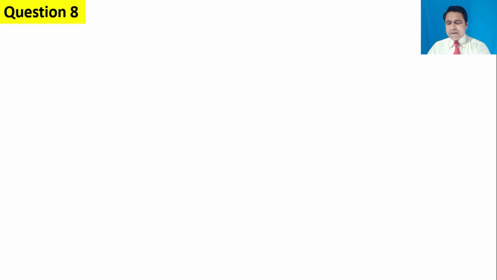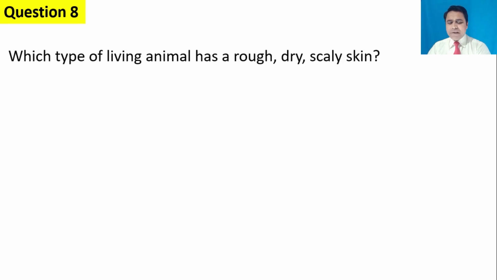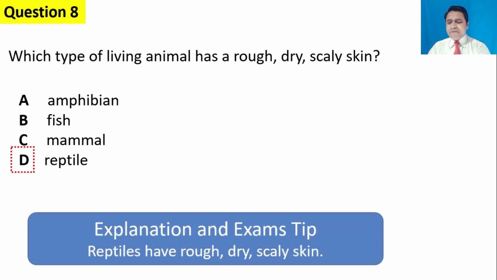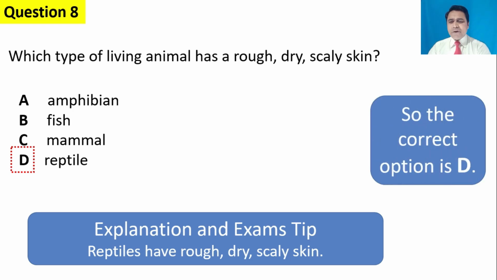Question 8. Which type of living animal has a rough, dry, scaly skin? Option A, amphibian. Option B, fish. Option C, mammal. Option D, reptile. D is the answer. Reptiles have rough, dry, scaly skin. So the correct option is D.